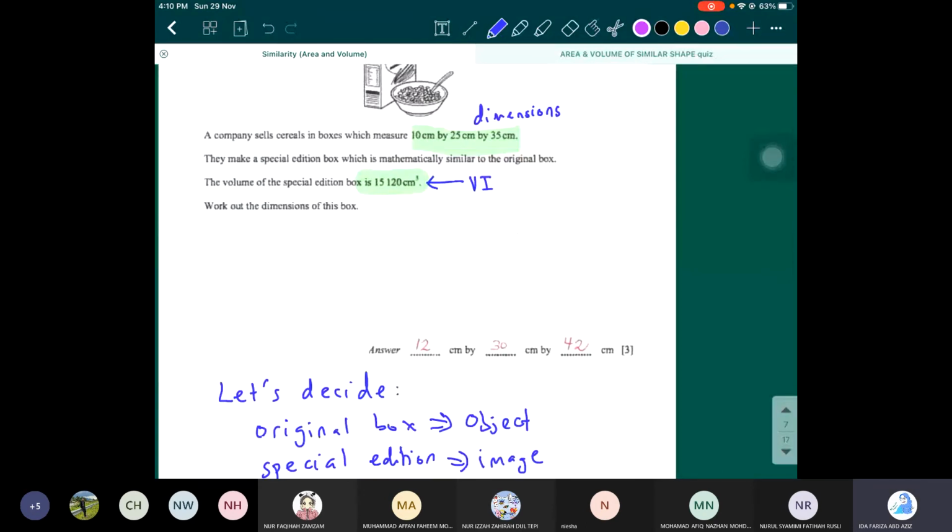Now, for every question of similarity, sentiasa ingat dalam kepala, benda yang harus dicari yang pertama sekali adalah K, which is scale factor. Kita tak boleh guna AI equals K square times AO sebab tak ada information yang cukup tentang area. Tapi kita ada volume. So, bila kita ada volume, kita akan guna formula VI equals K cube times VO.